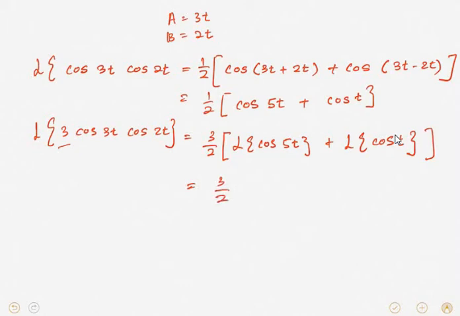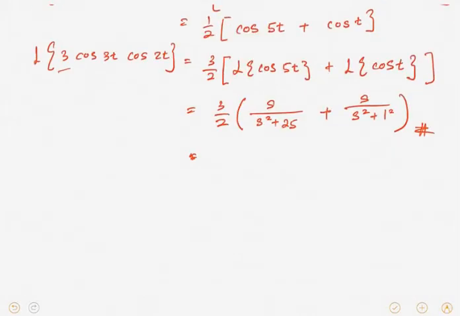Now we have cos 5t. For cos 5t we obtain s over s squared plus 5 squared, and 5 squared is 25. And then s over s squared plus 1 squared. So this is the answer. You can do this. Okay, next one.